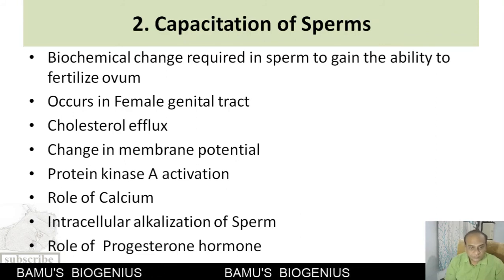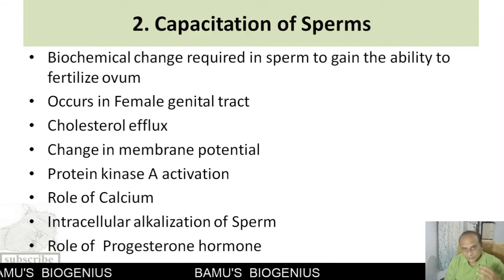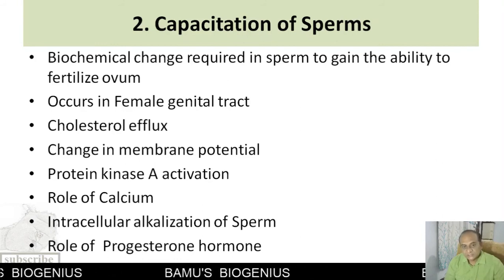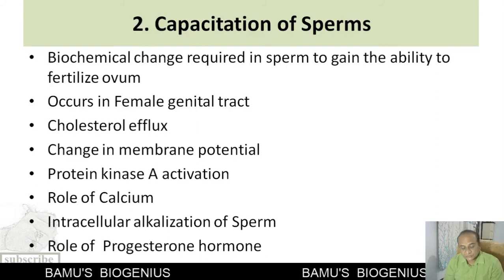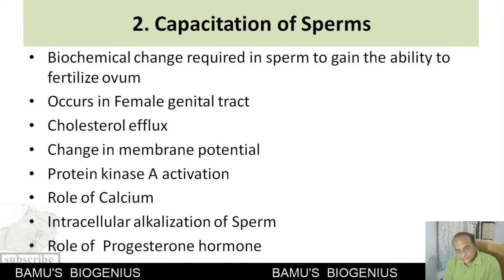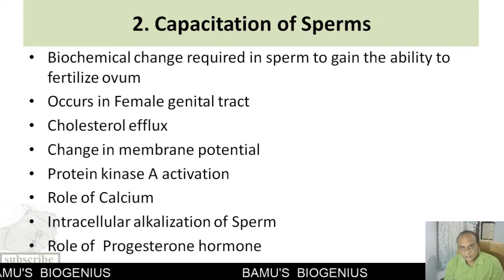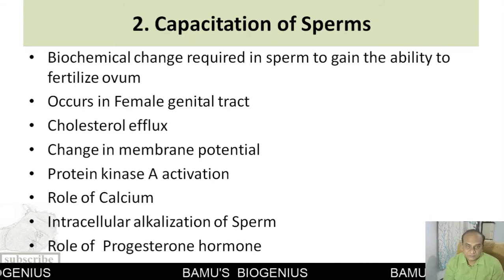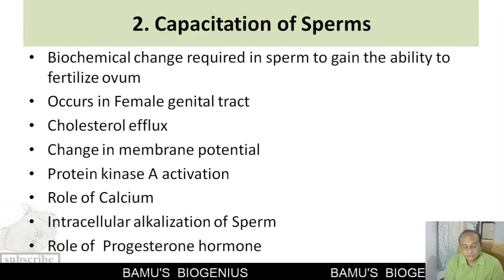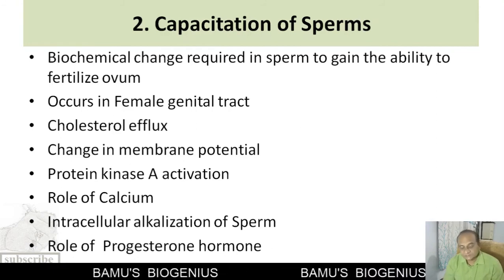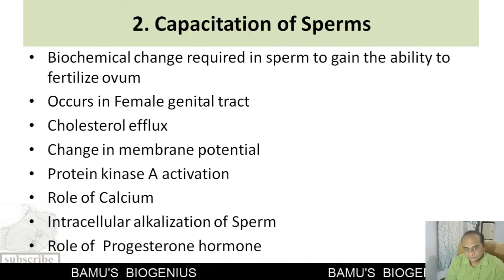Then the role of progesterone hormone is also there. A small amount of progesterone is secreted by the cumulus cells, and the sperm has a kind of receptors for this progesterone, and when progesterone comes and binds to these receptors, it has been found that the motility of the sperm increases, or it stimulates the motility of the sperm. So the sperm becomes hyperactive, and they start to move more vigorously towards the ampulla region.